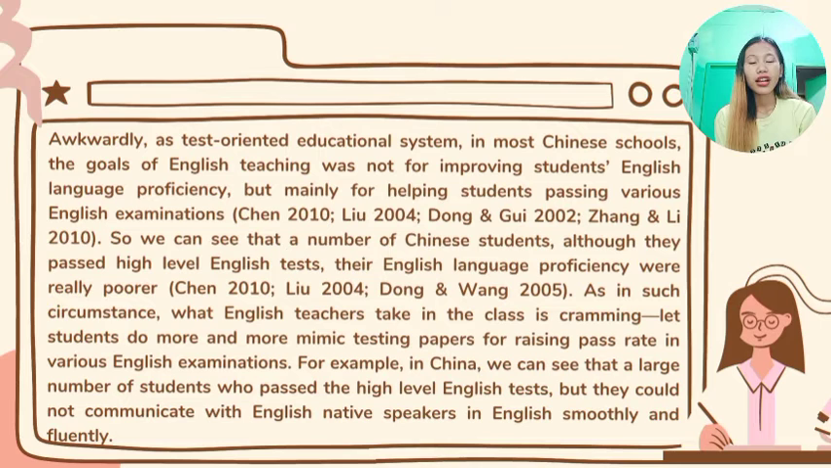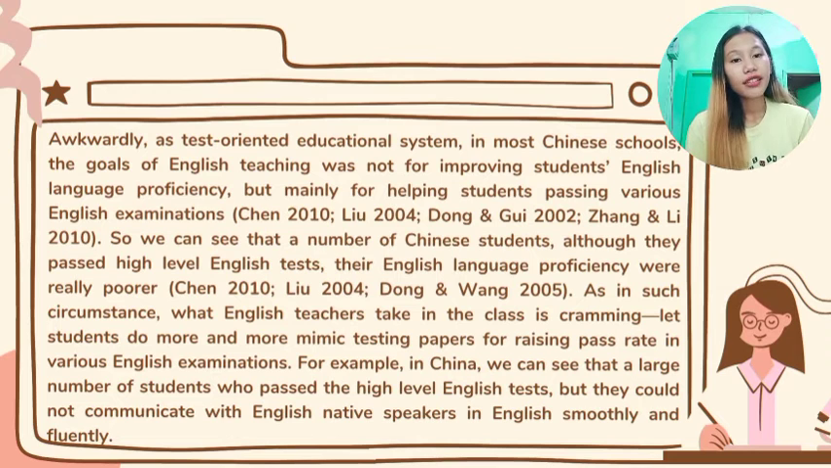In such circumstances, what an English teacher can do in class is cramming, letting students do more mock test papers for passing various English examinations. For example, in China, a large number of students pass the high school level English test, but they cannot communicate with English native speakers in English smoothly and fluently.